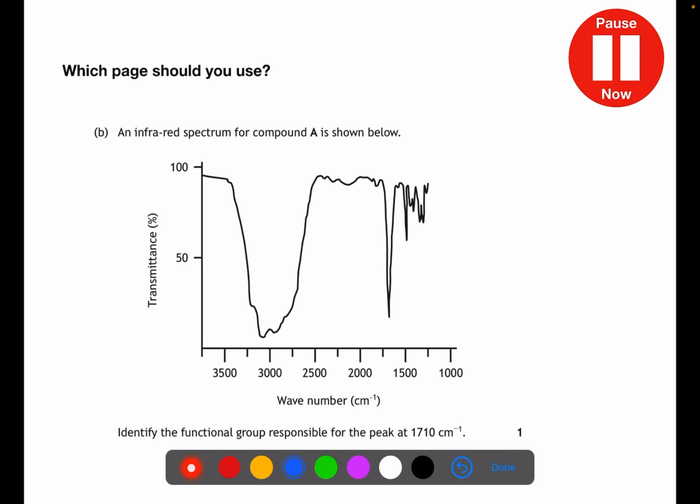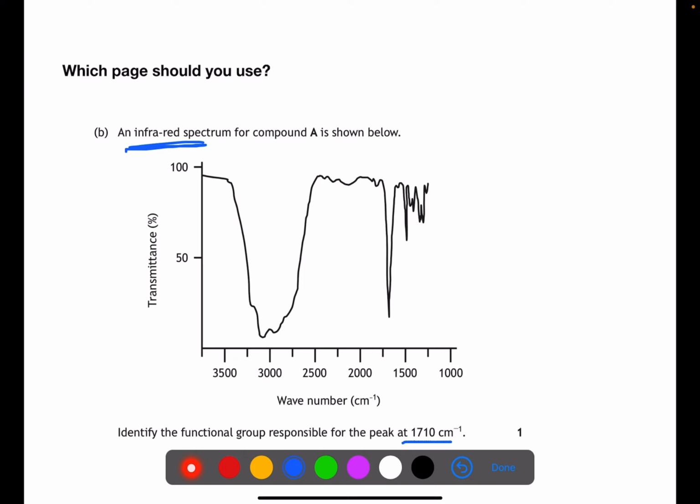Which page would you use for this question? Here you've got an infrared spectrum and you've been given a wave number, so you'd want to use the infrared correlation chart, which you will find on page 15.